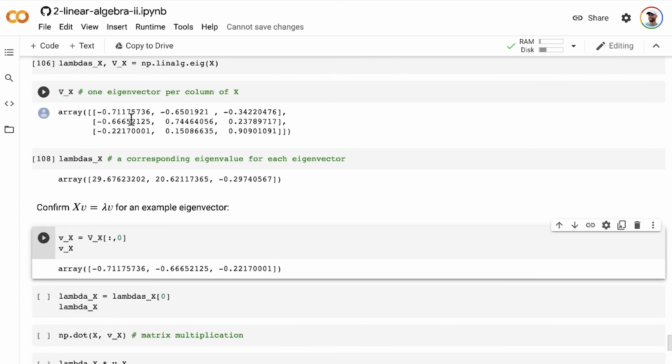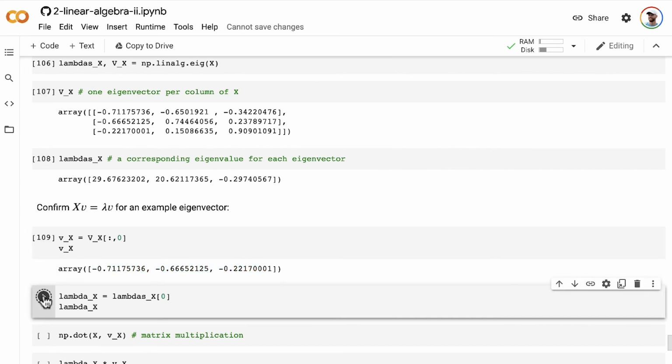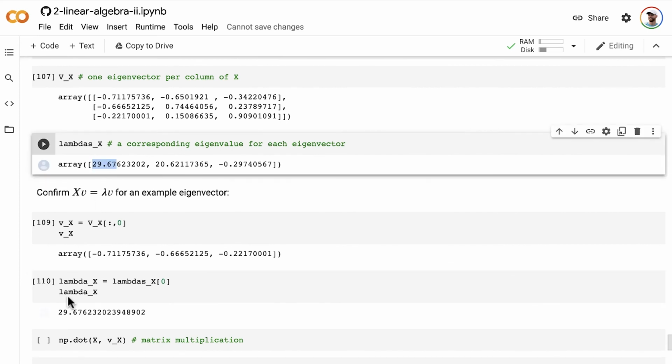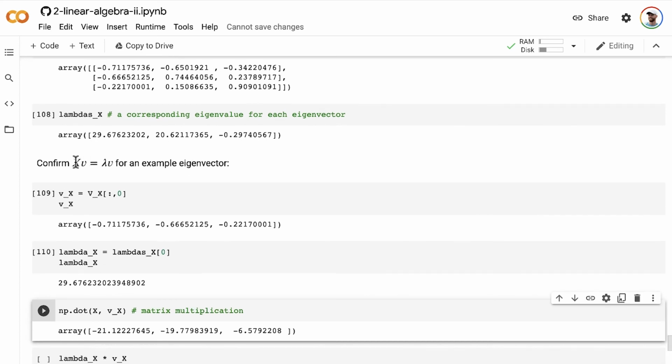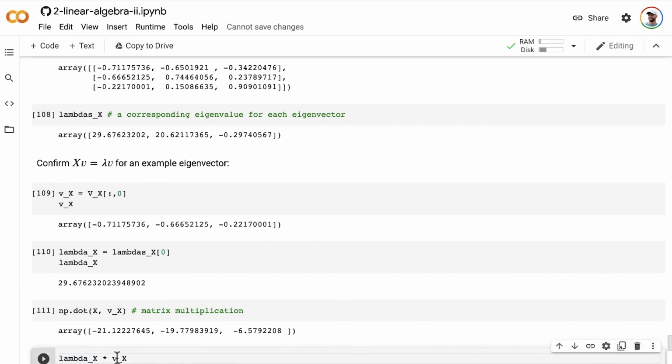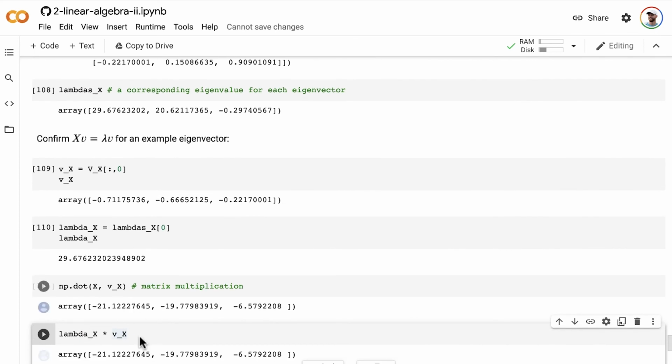So we'll grab the first column of our eigenvector matrix here, and that first column corresponds to our first eigenvector. Let's grab our first eigenvalue, 29.7, and we can confirm that matrix multiplication of the matrix X times that first eigenvector gives us this result, which is equal to the first eigenvalue multiplied by the first eigenvector. They are the same, confirmed.